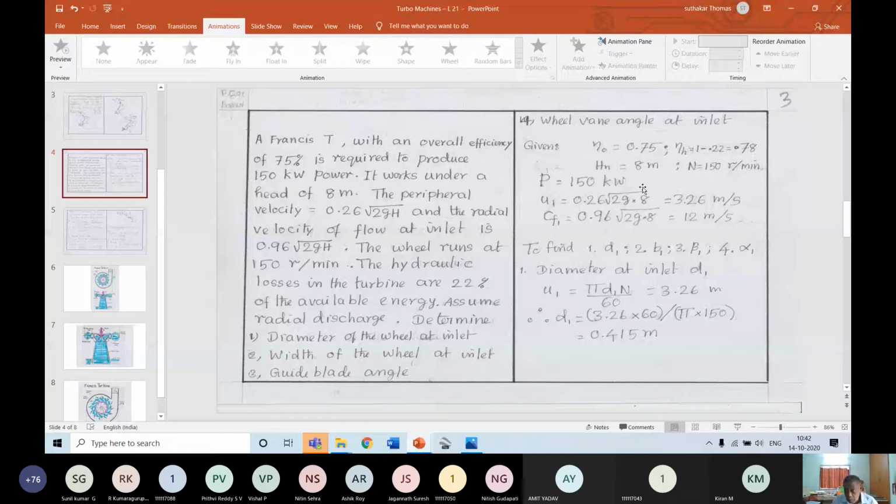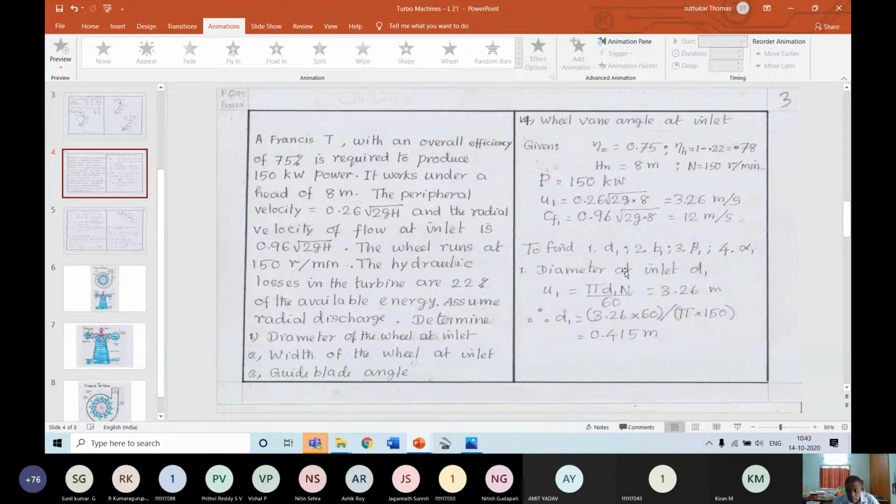Now coming back to the problem, so the power is 150 kilowatts, and the tip speed is 0.26 times root 2GH, which amounts to 3.26 meters per second. The flow velocity CF1 is equal to 0.96 root 2GH, which amounts to 12 meters per second.